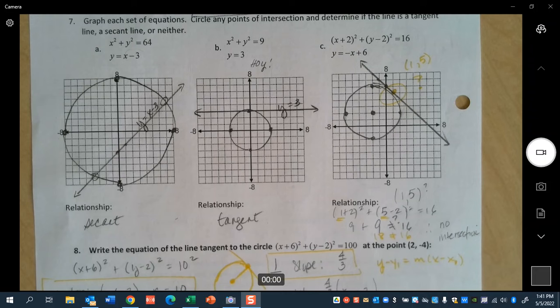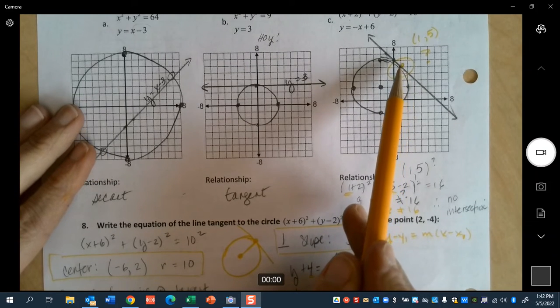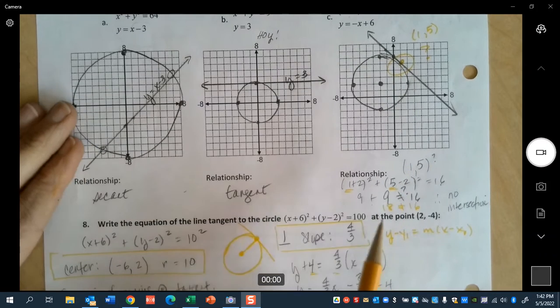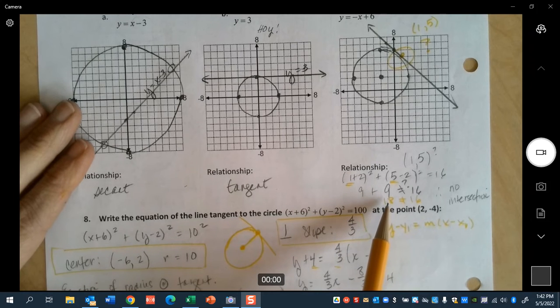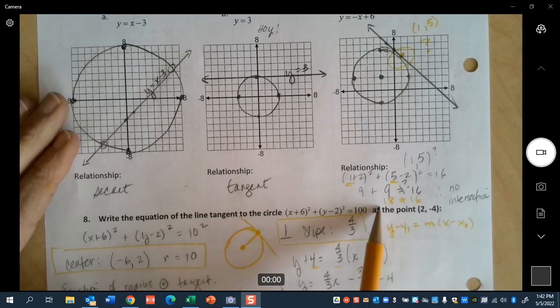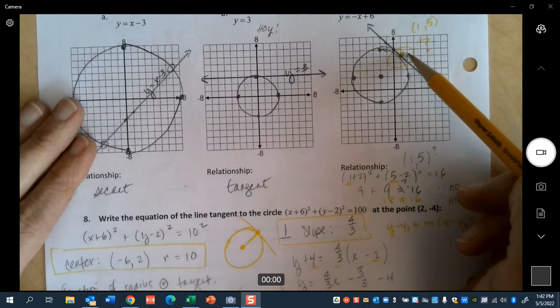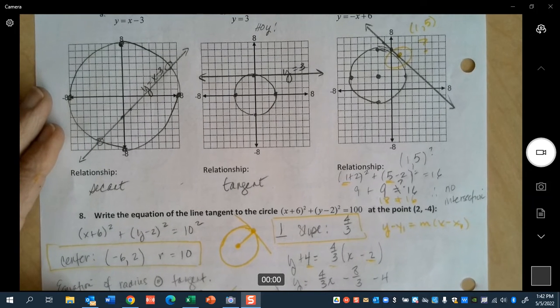Because if it intersected once, it was a tangent, right? If it went through it, it would have been a secant. So what I did down here was I did a test. If (1, 5) was an intersection point between the circle and the line, when I plugged it into the circle formula, it would have made it true. It didn't. And because my distance with my (1, 5) was greater than the radius, I knew that it existed outside the circle, so I knew it couldn't be a secant. Kind of cool.